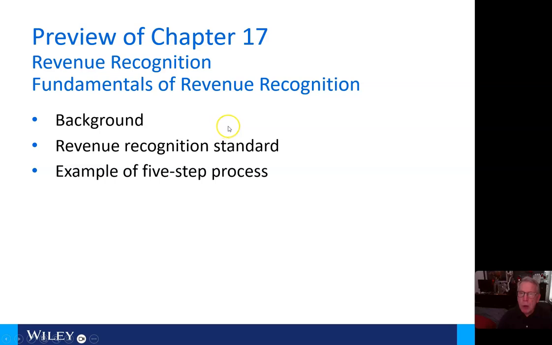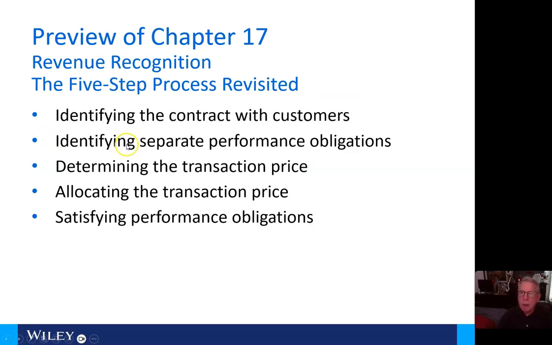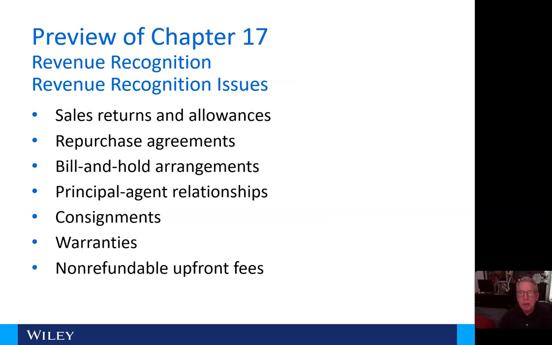Okay, so if I preview Chapter 17, we'll have a little background first, then the revenue recognition standard, and then an example of the 5-step process. So here is the 5-step process revisited. We're going to be identifying the contract with the customers, identifying separate performance obligations, determining the transaction price, allocating the transaction price, and finally satisfying the performance obligations.